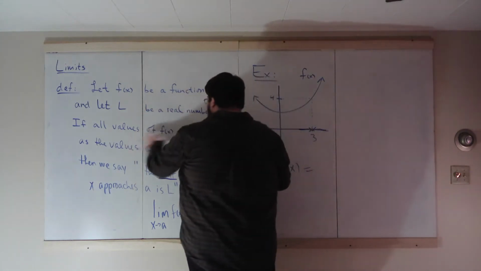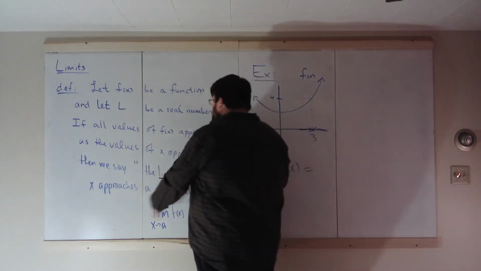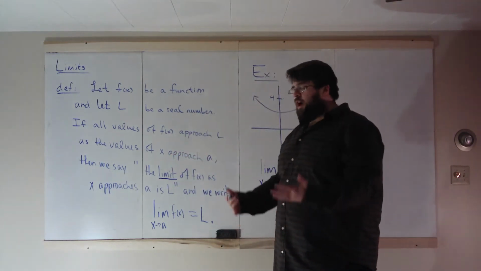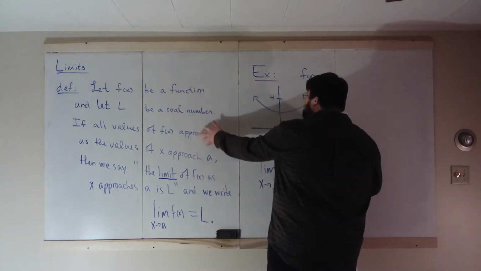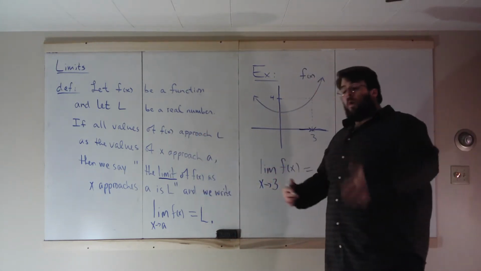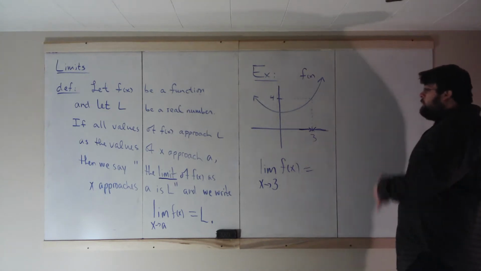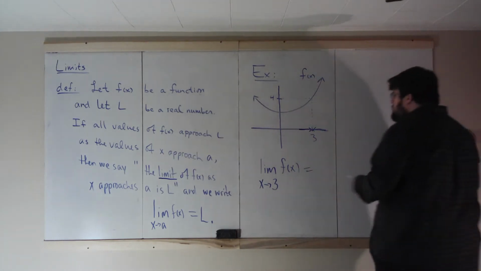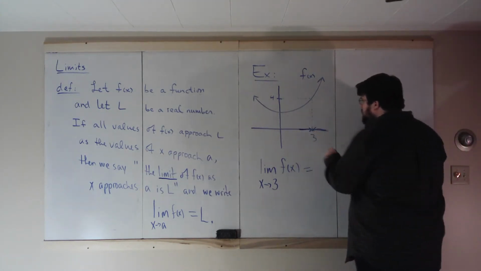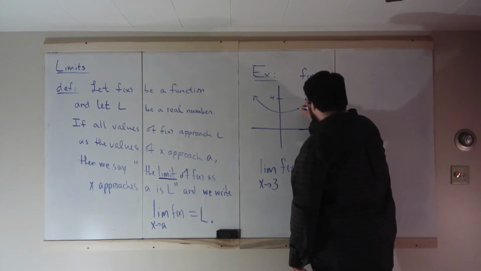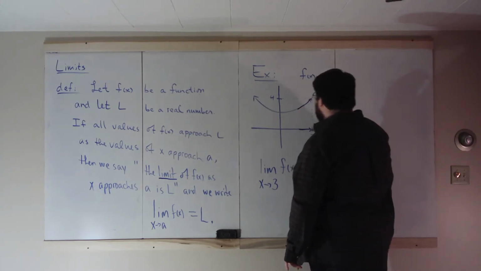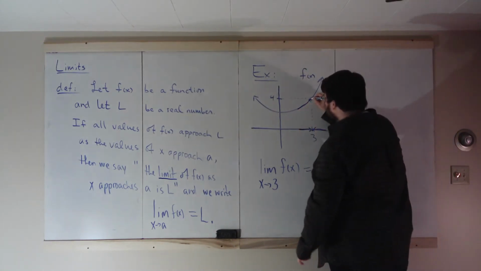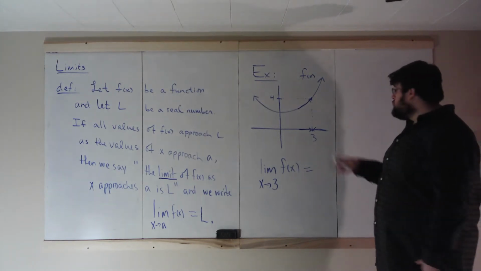If all values of f of x approach L as the values of x approach 3. Well, this part of the sentence is talking about what happens regarding x values, what happens on the x-axis. This part is asking about what the function does, what the y values of the function do as these x values approach 3. Well, what does the function do as x approaches 3 on this side? It approaches right there. As x approaches 3 here, this function approaches whatever that point is.